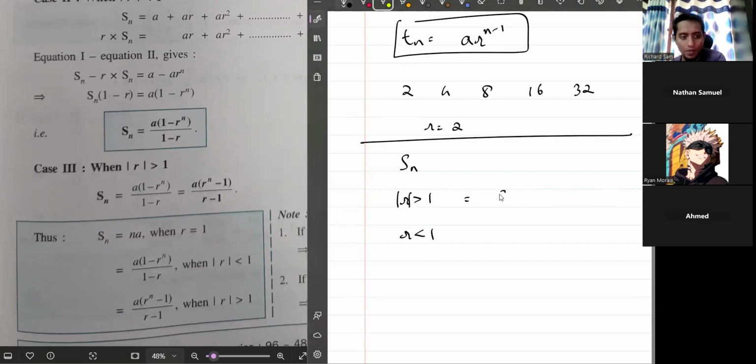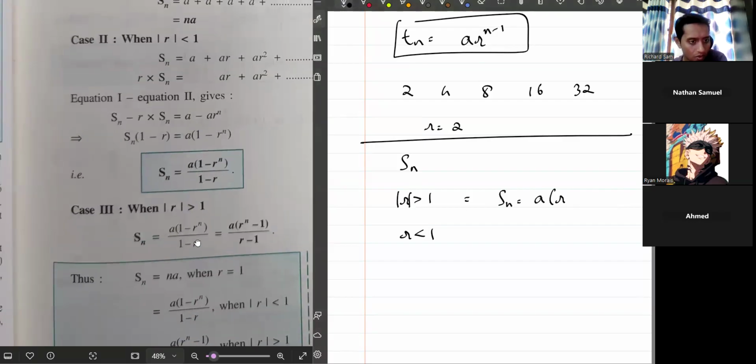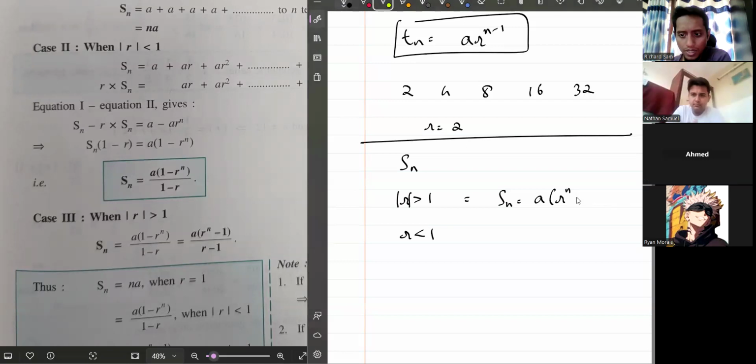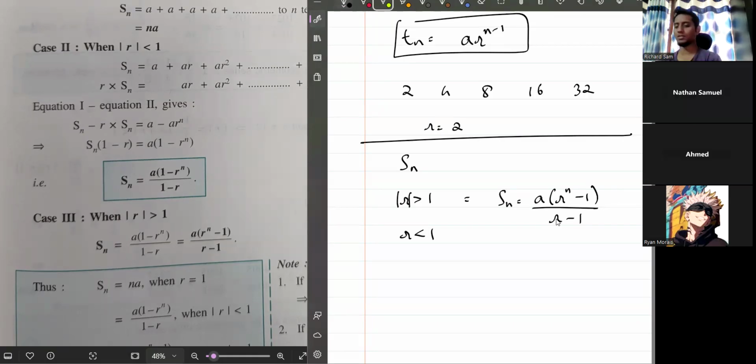then this is the formula. Sum of n terms is a into r is bigger than 1, so r should be written first. R raised to n minus 1 upon r minus 1. See, it's always big minus small. So r is bigger, no? So that's why r is written first and then the 1.